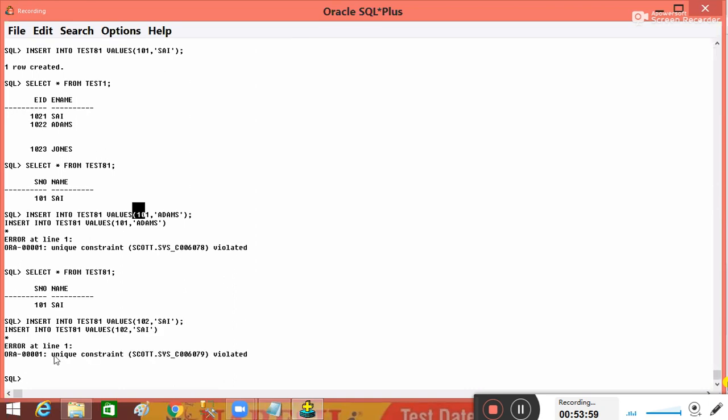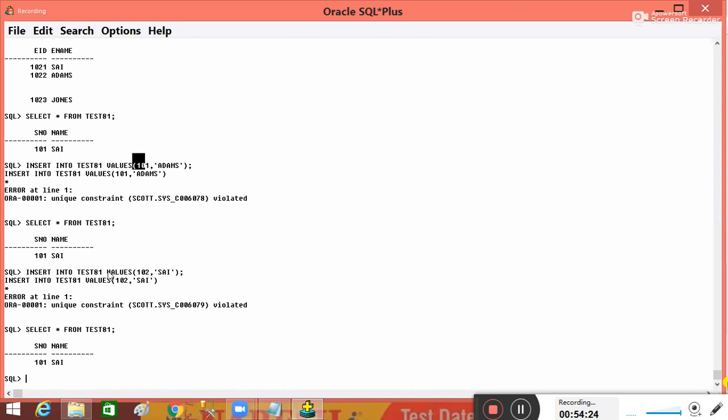Now this time what happened? Again, unique constraint is violated. Now the system is generating some number. This number is 79, and the previous number was 78. So C00 6078 and C00 6079. So these are identities, and what they are we will see later. So here also not allowed. Let's look at your table.